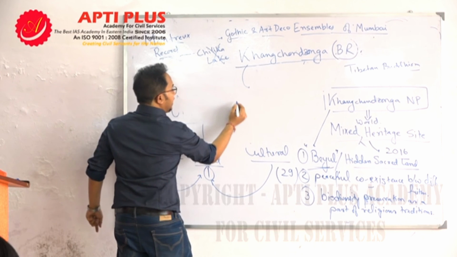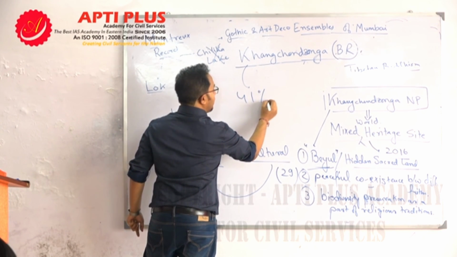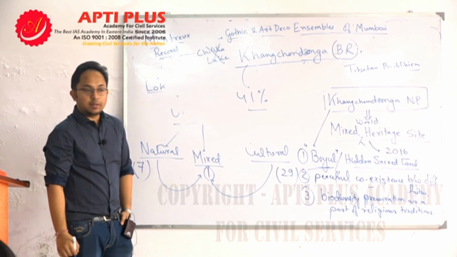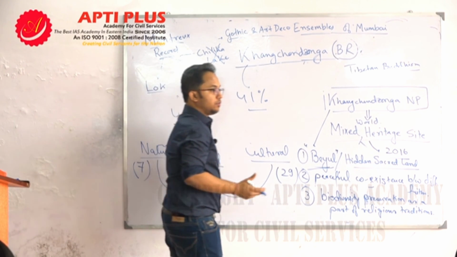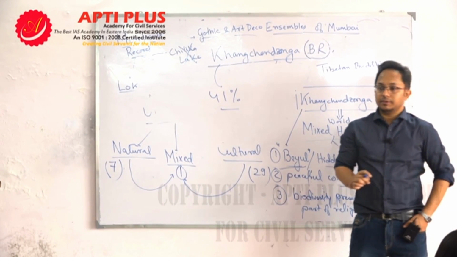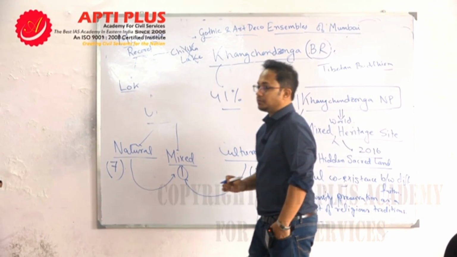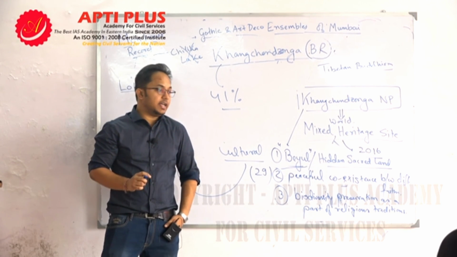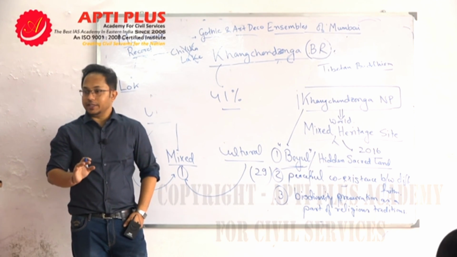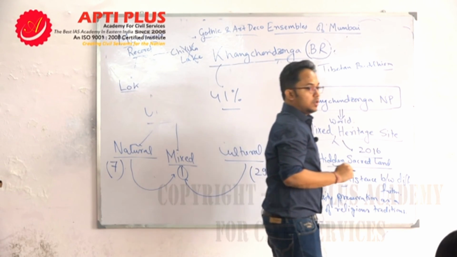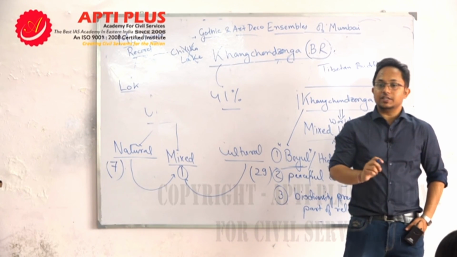Kanchenjunga Biosphere Reserve occupies almost 41% of the geographic area of Sikkim. Sikkim का पूरा जो geographic area है उसका 41% is covered by this Kanchenjunga Biosphere Reserve. ठीक है? Kanchenjunga Biosphere Reserve will definitely contain the world's third tallest peak, Kanchenjunga.